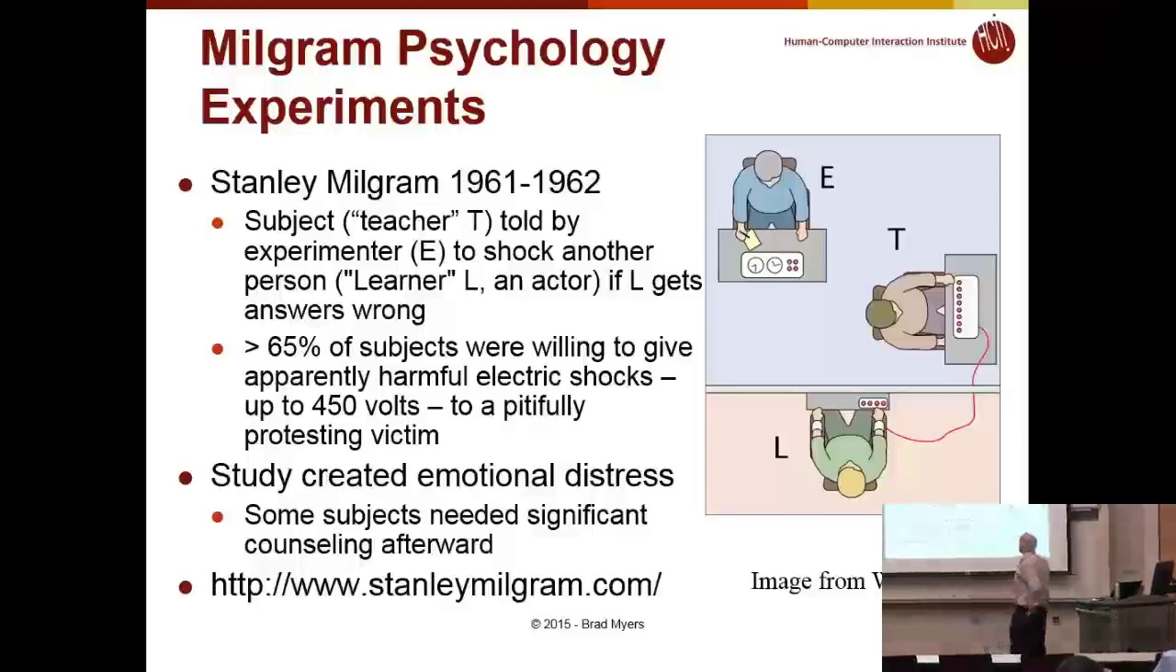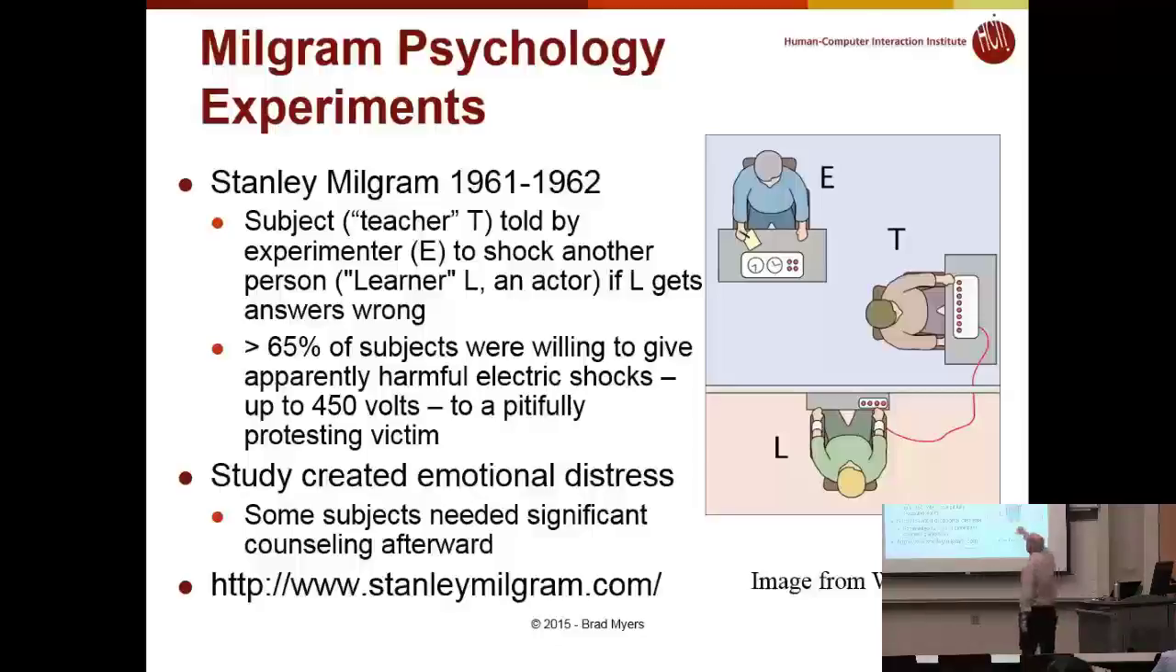And so he designed this experiment to see what it was about telling people to do something. In the experiment, the subject, or the participant, was the teacher, and he was told by an experimenter to shock the learner whenever the learner got an answer wrong. It turned out that the learner was actually an actor. He wasn't actually getting shocked, but he was trained to get things wrong, and then to moan and cry and stuff like that as the shocks got higher and higher.